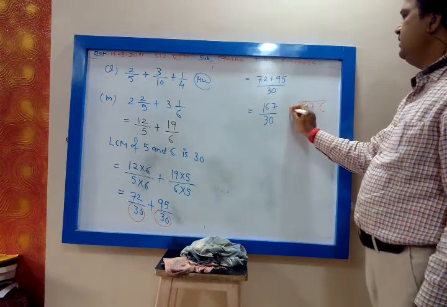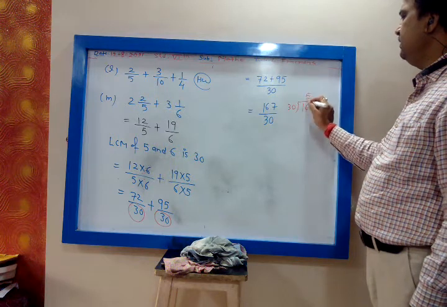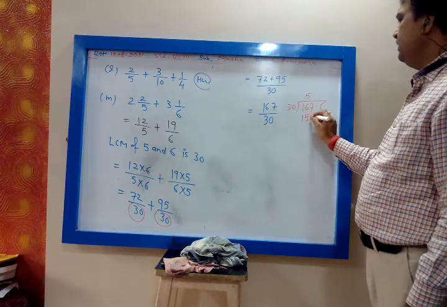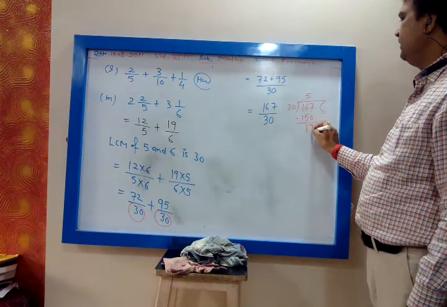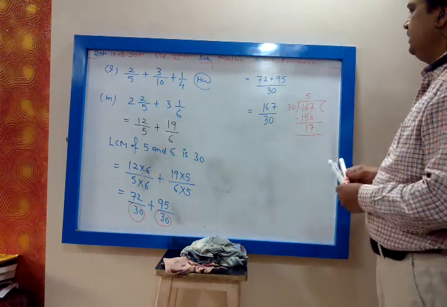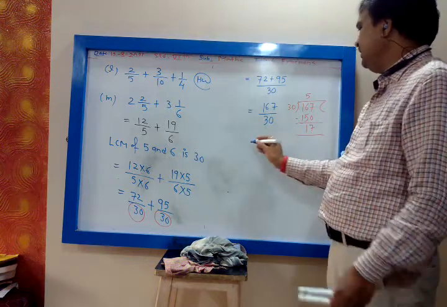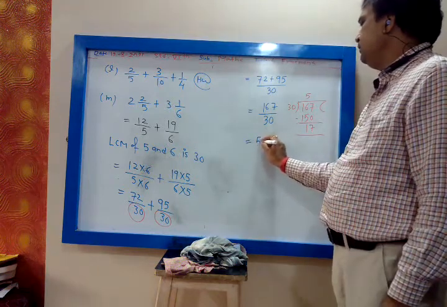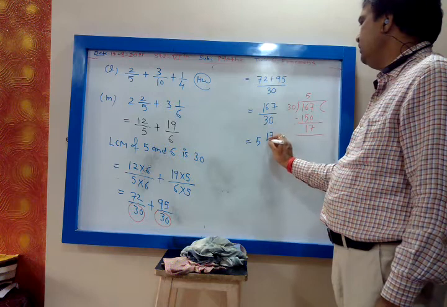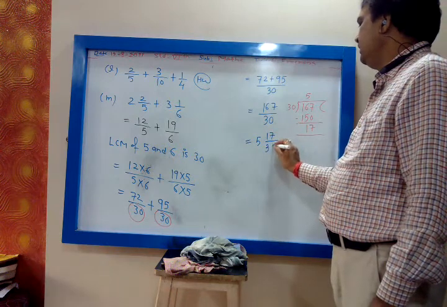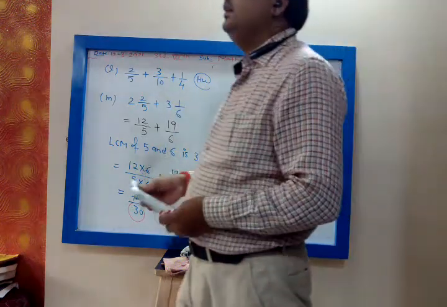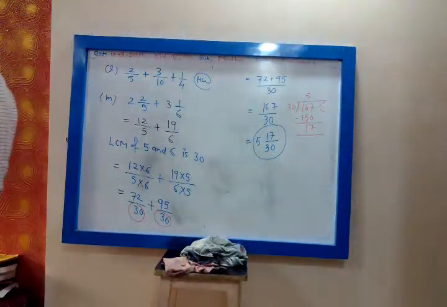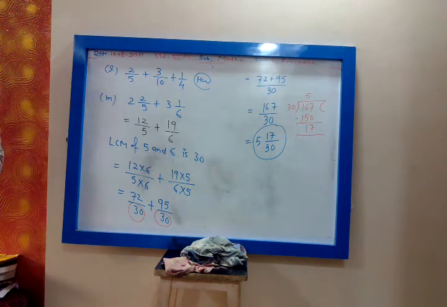30 5s are 150. The remainder will be 17. So this is nothing but 5 17 upon 30, because the question is given in mixed fractions, so your answer should also be in mixed fractions.